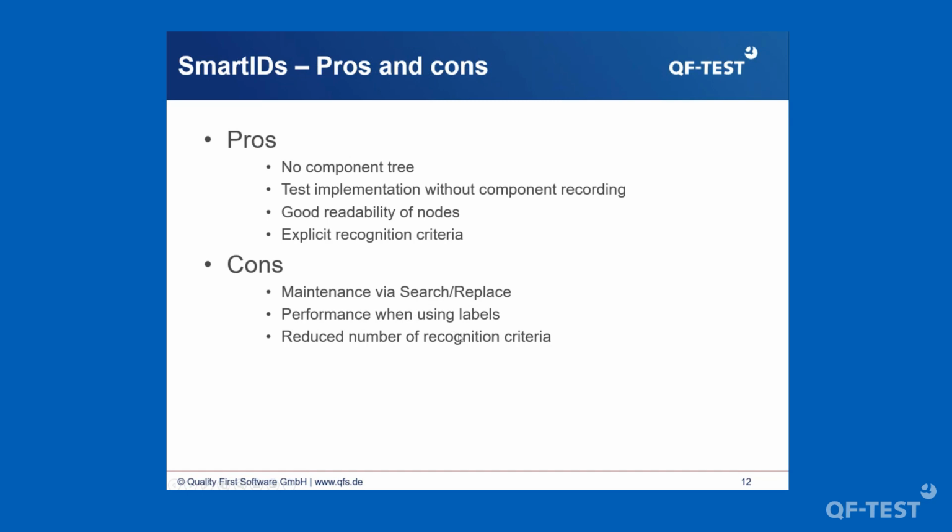Then when you're using labels, again, QFTest has to search a greater number of components than when it has to follow a hierarchy. And also you have the reduced number of recognition criteria, but here it's not as bad as with the generic components, because you can combine the criteria much more easily than with generic components.